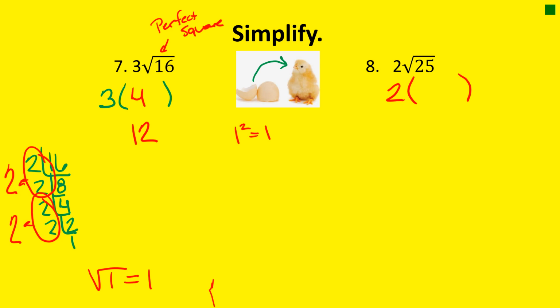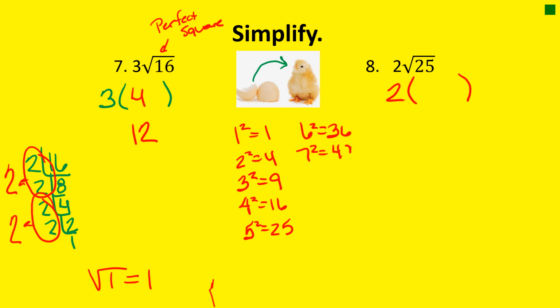1 squared is 1. 2 squared is 4. 3 squared is 9. Are you writing these down with me? 4 squared is 16. 5 squared is 25. 6 squared is 36. 7 squared is 49. 8 squared is 64. 9 squared is 81. 10 squared is 100. Those you better have committed to memory.